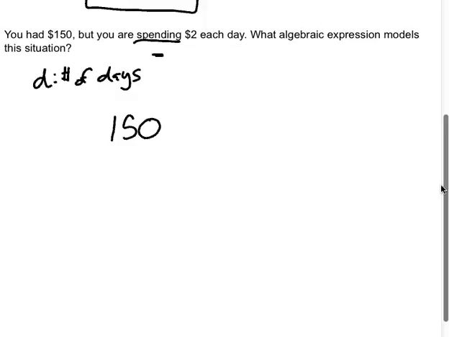How much are we taking away? Well, $2 each day. So the 2 is connected with the number of days. After 1 day, you've spent $2. After 2 days, you spent $4. 3 days, you spent $6. So those two things are going to remain connected.